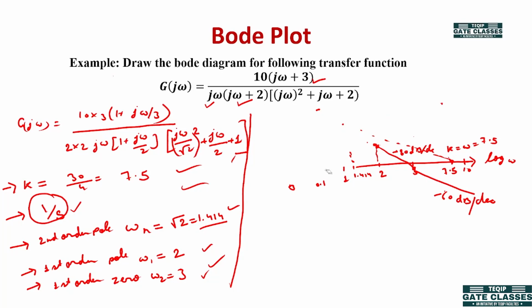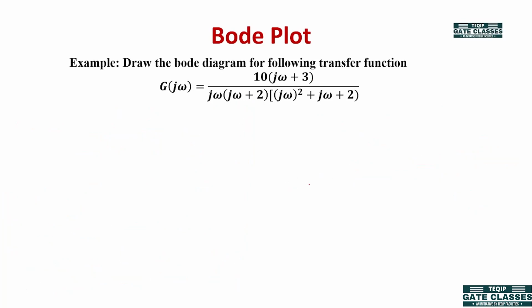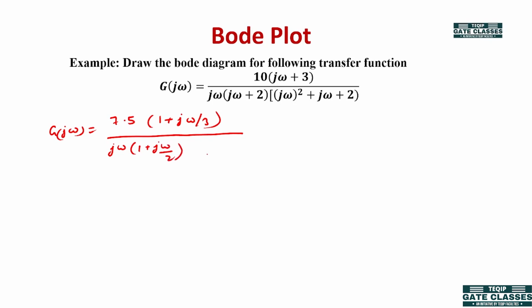So let's draw the phase plot. Okay, so we have already calculated G(j omega) is equal to 7.5 (1 plus j omega by 3) upon j omega (1 plus j omega by 2) (2 minus omega square plus j omega times root 2).